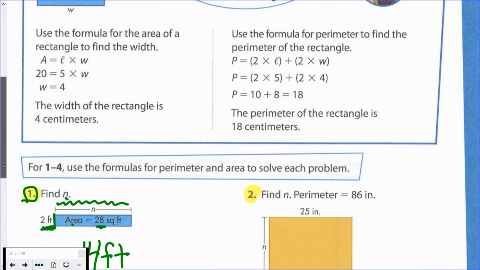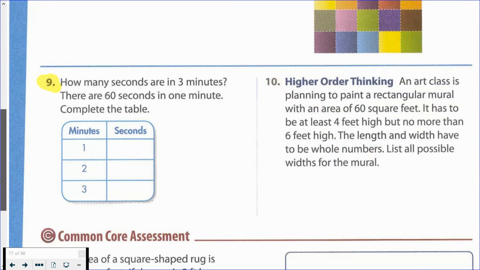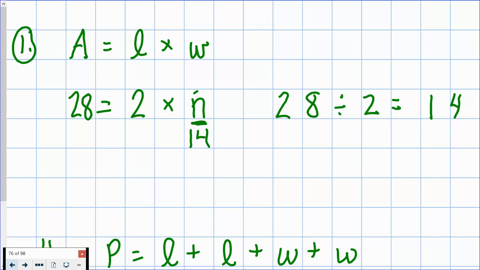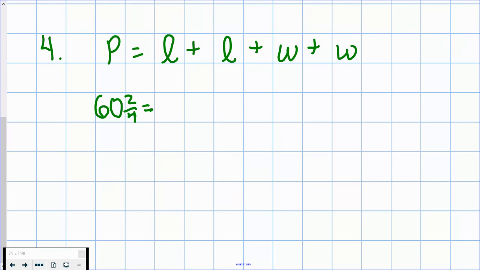We also know the length of these 2 sides. They're both 12 and 1/4 inches. Okay, so we know the length is 12 and 1/4 inches. So this length is 12 and 1/4, and this length is 12 and 1/4. What we don't know is the length of these sides, and that is n.